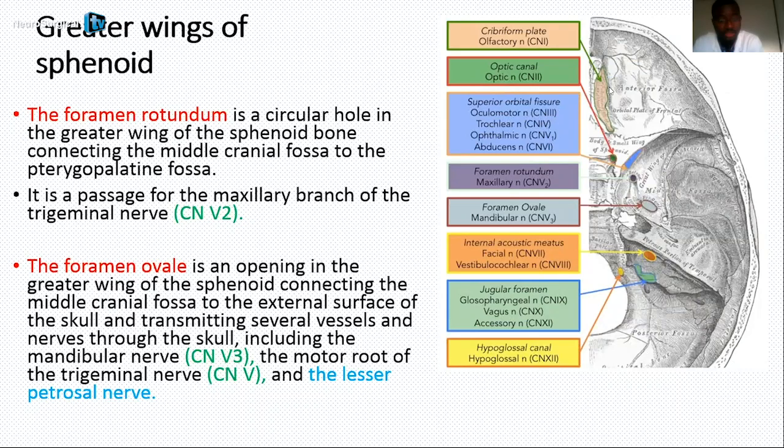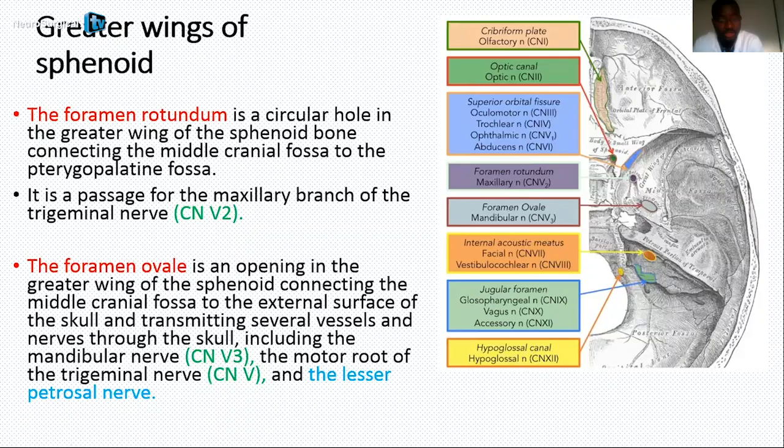The foramen ovale is an opening in the greater wings of the sphenoid connecting the middle cranial fossa to the external surface of the skull and transmitting several vessels and nerves through the skull, including the mandibular nerve, the motor root of the trigeminal nerve, and the lesser petrosal nerve. You can see all this here.